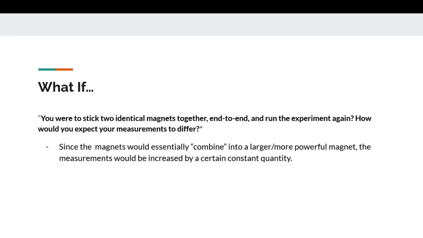Now, what if I were to stick two identical magnets together end to end and run the same experiment again? Will my measurements be different? Well, since the magnets would essentially combine into a larger and more powerful single magnet, the measurements will all be increased by a certain constant quantity.